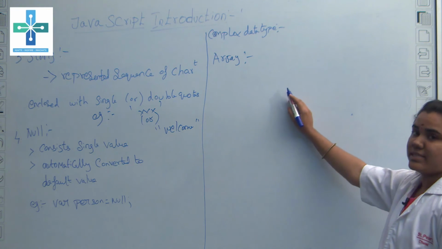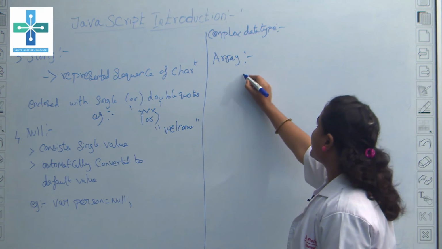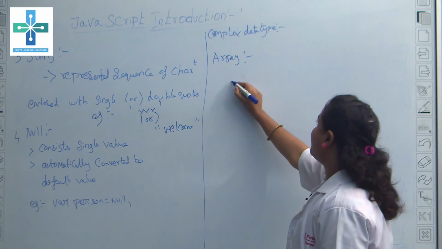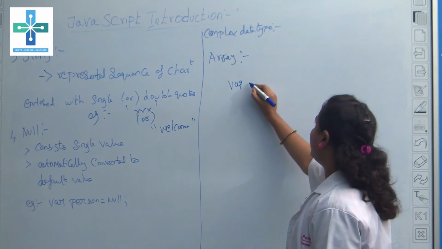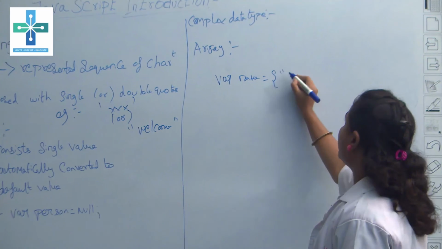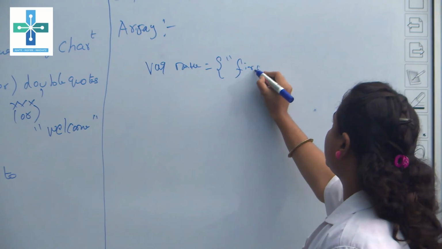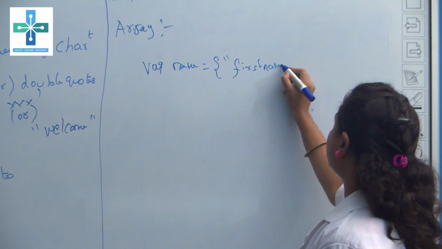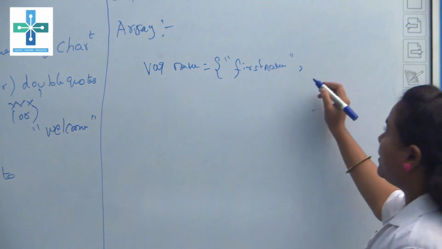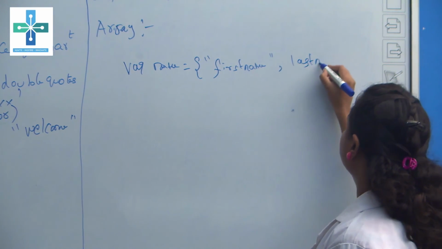Next one is the complex data type. An array must be written within square brackets. So var name equal to, within square brackets we can write the array. First name, items will be separated by commas, then the last name.